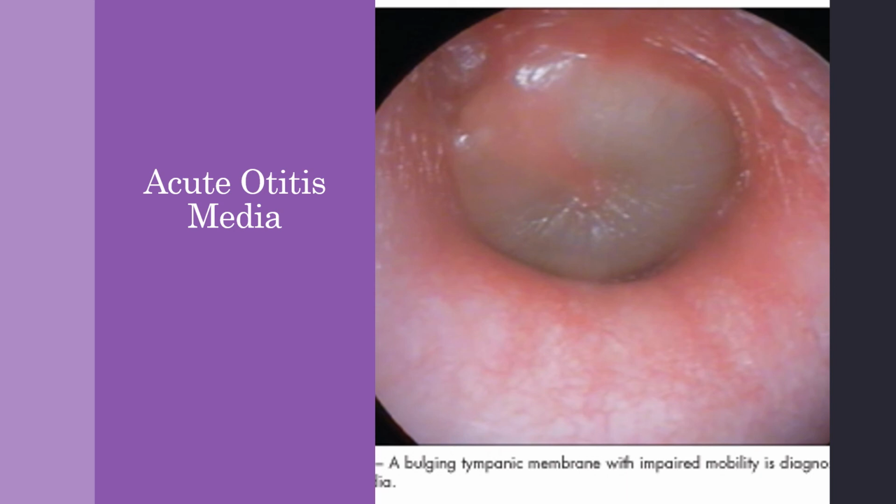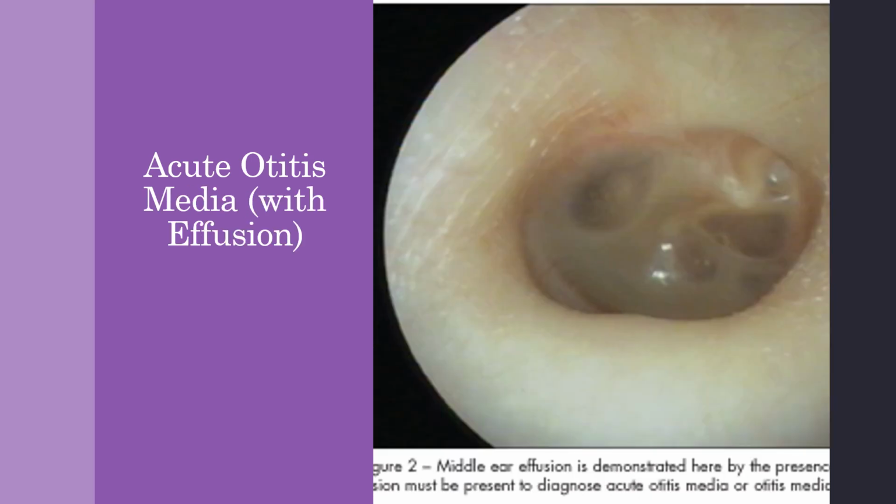So it's bulging, it's red. This child's going to be in a lot of discomfort as you do the otoscope exam. So you're going to have to get really good about being quick and efficient and being able to see what's in there. You also might see some discharge that comes with this as well.